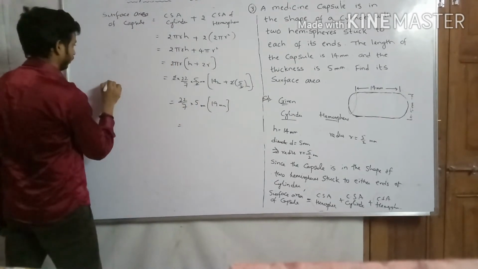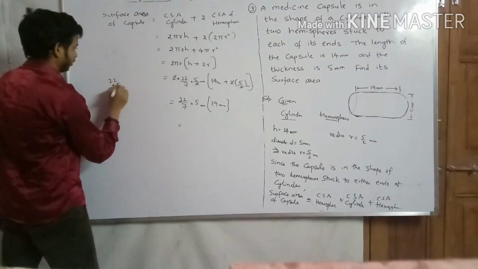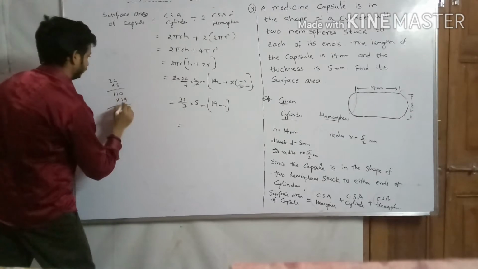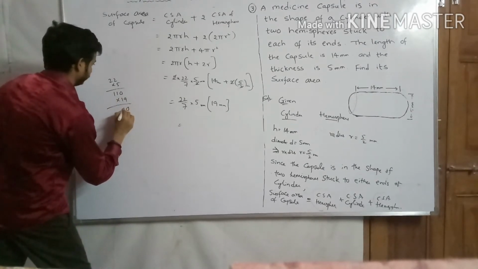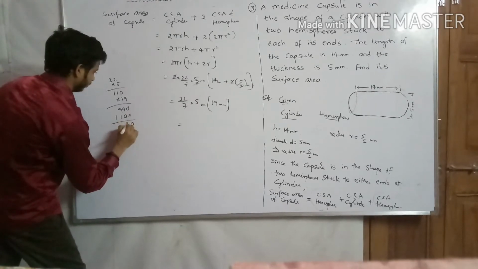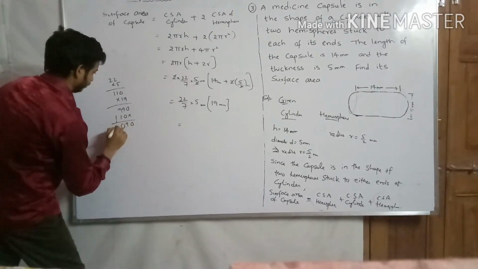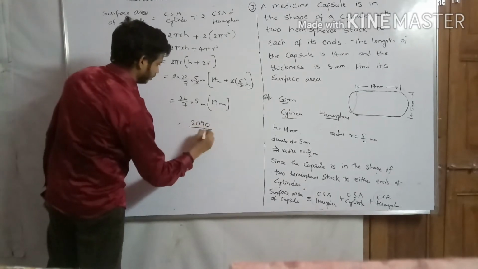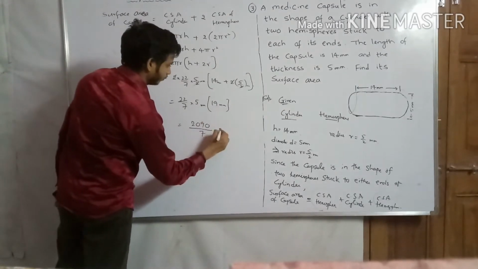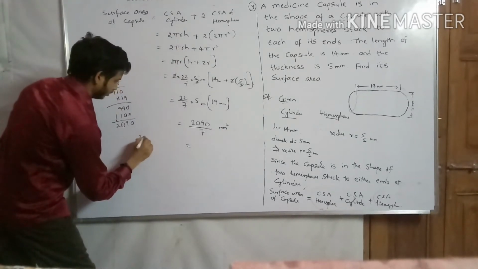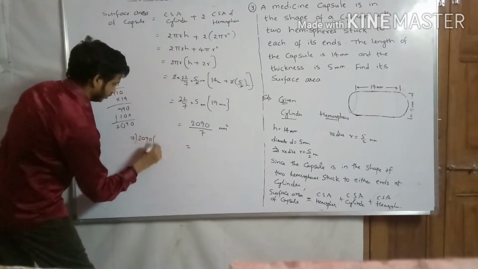Okay, 22 into 5, that means 110. Okay, into 19. Okay, 20. Okay, 2090 by 7 mm square, millimeters square, equal to 2090 by 7.